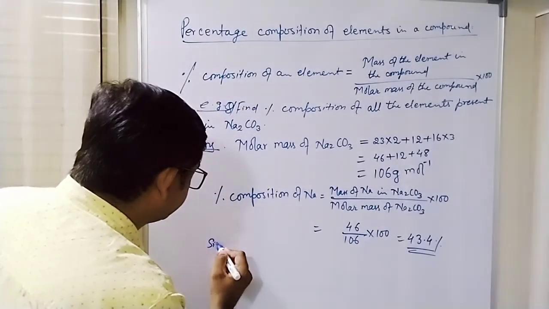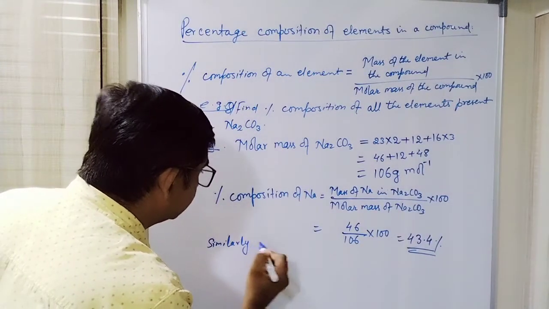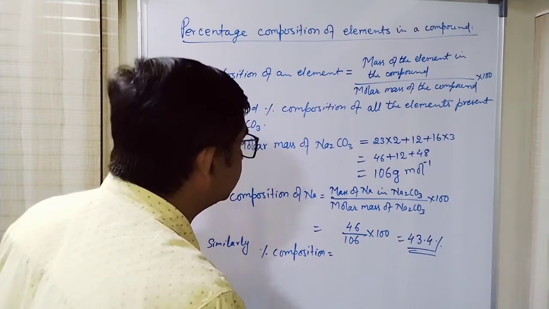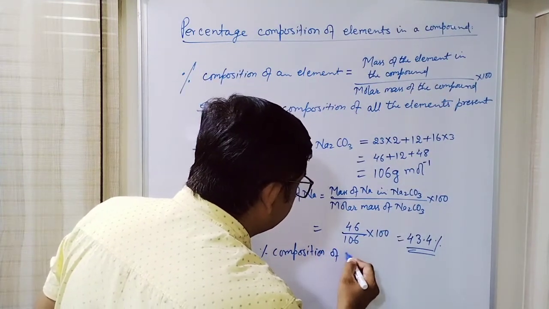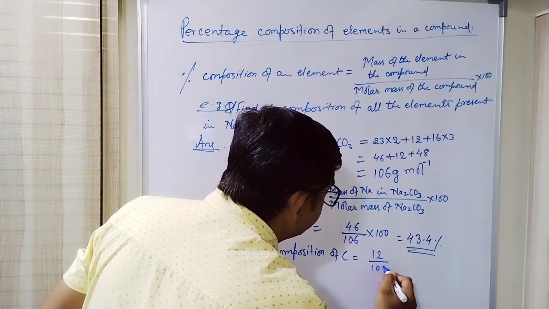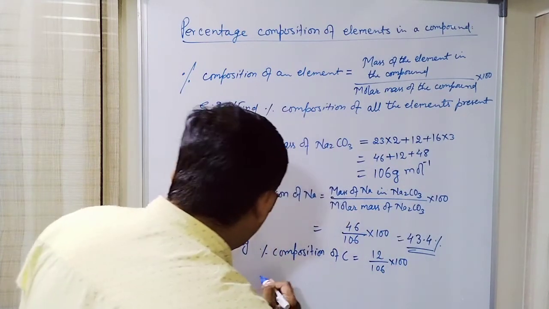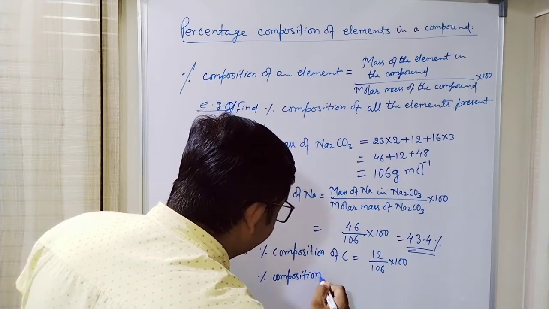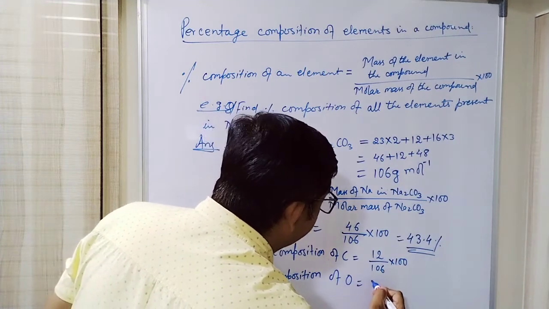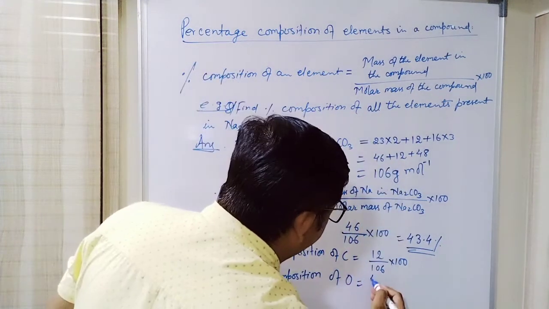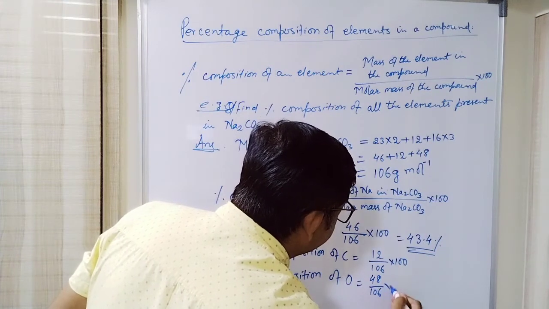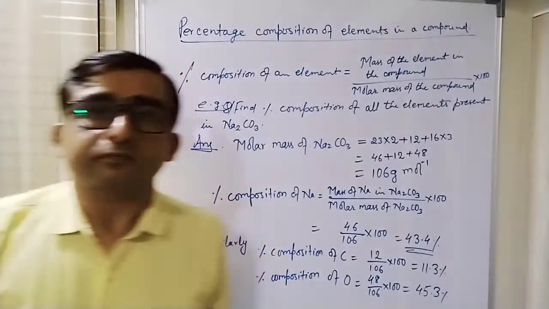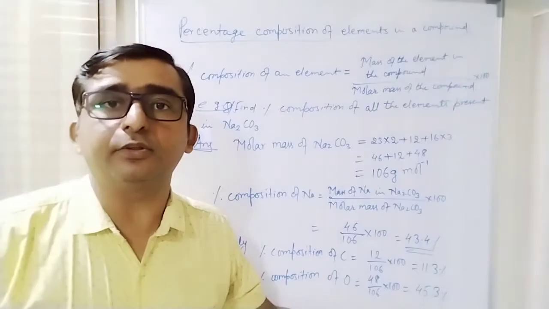Similarly, the percentage composition of carbon will be equal to 12 upon 106 into 100, and the percentage composition of oxygen will be equal to 16 3s are 48, so 48 upon 106 into 100. You have to calculate this manually, and you will be able to get the answers. All these calculations you can do and write down.